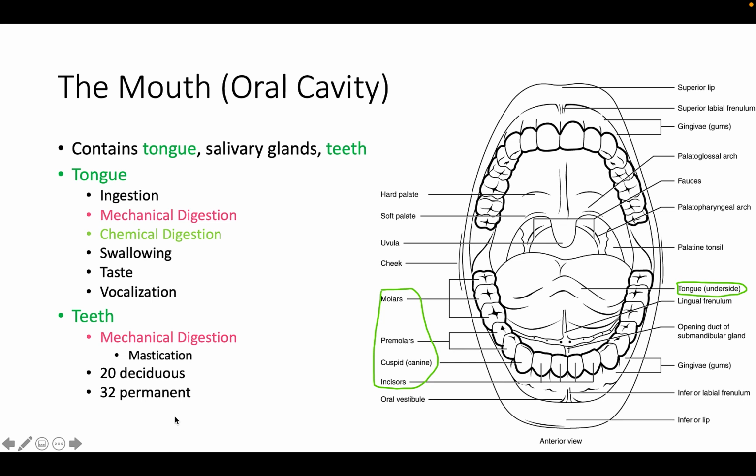You'll need to be able to identify the different types of teeth in lab, but for lecture, just know that we have 20 deciduous baby teeth and 32 permanent adult teeth.